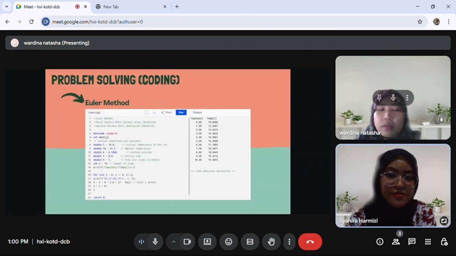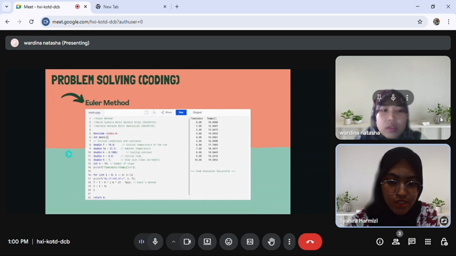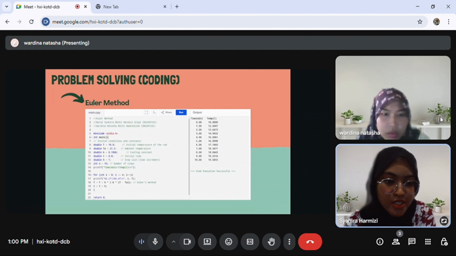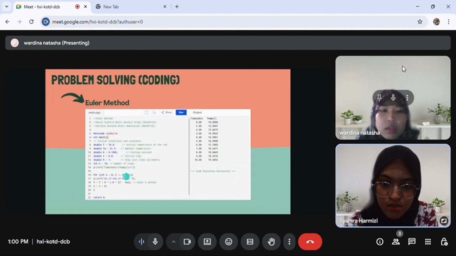For problem solving using coding, we just insert all the values we get from the manual calculation into the code, but the difference is the number of steps. From the manual calculation we only calculate for 2 minutes, but for the coding we use 10 minutes, so we get the temperature rise for each minute.